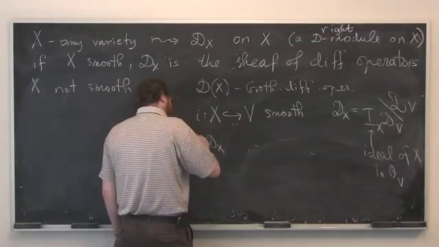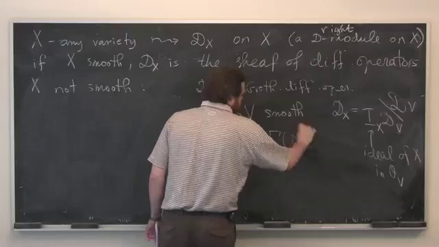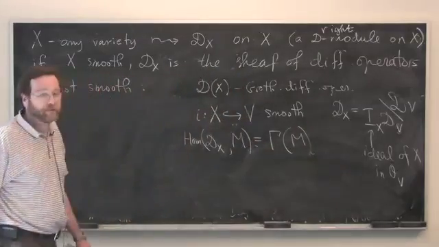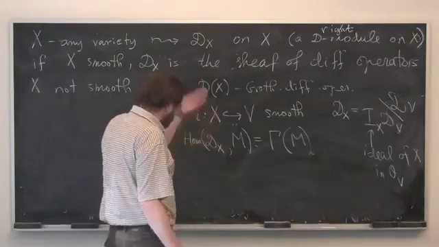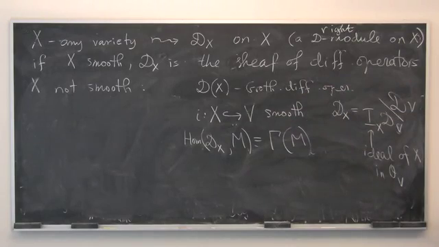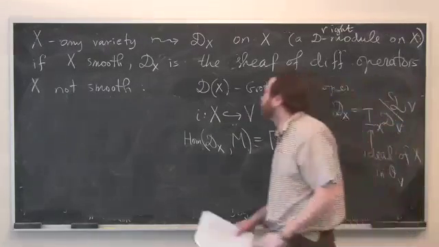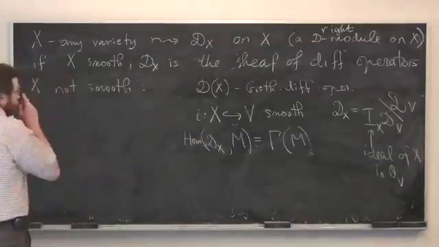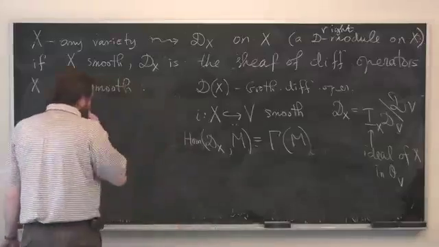So Hom from D_X to any right D-module M is just global sections of M. The only problem with this object is that it is not projective in general on singular varieties. So this functor is not necessarily exact. So this is the object that I'm going to care about.